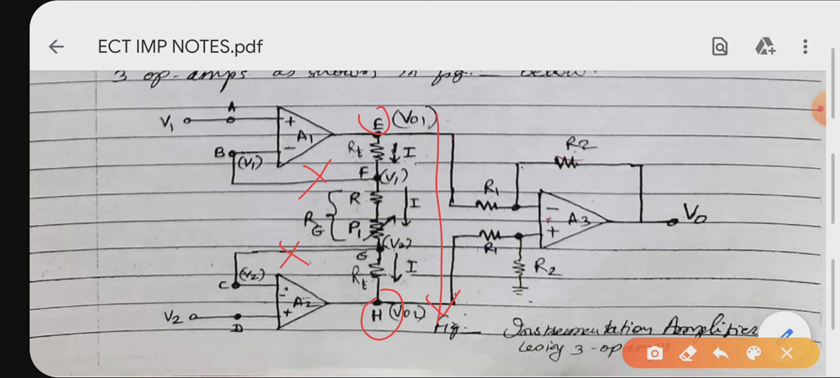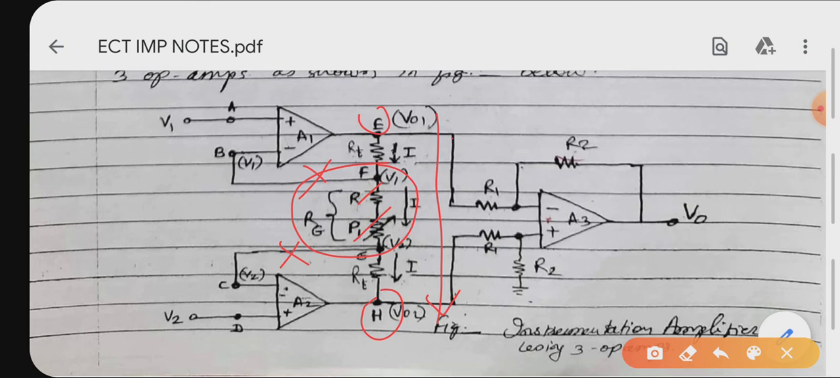In between the two feedback resistors there is a gain adjustment resistor RG, which will be the addition of two resistors. R is a fixed resistor and P1 is a variable resistor, potentiometer P1. So RG will be equal to R plus P1. RG is called the gain adjustment resistor. The beauty of this circuit is that it can provide gain adjustment by using a single resistor RG. So the overall gain of this circuit can be varied by using the gain adjustment resistor RG, which is the combination of R and P1.